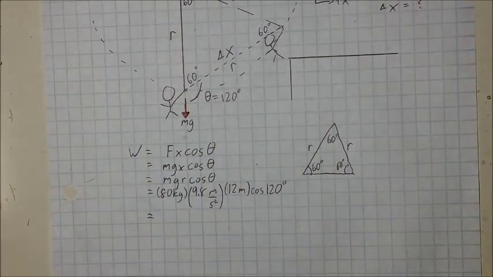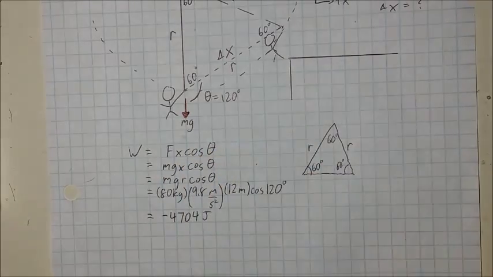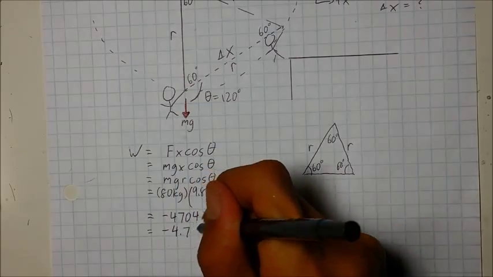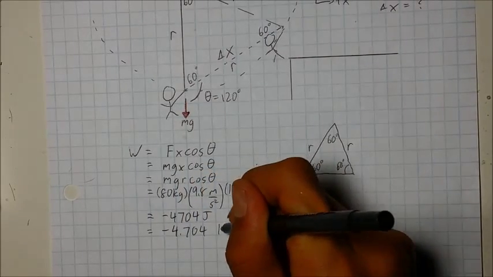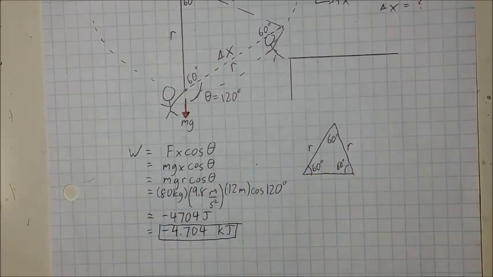Now we plug that all into our calculator, and we'll get negative 4,704 joules, which is equal to negative 4.704 kilojoules. And that is your final answer.